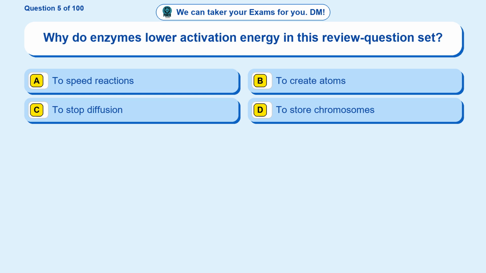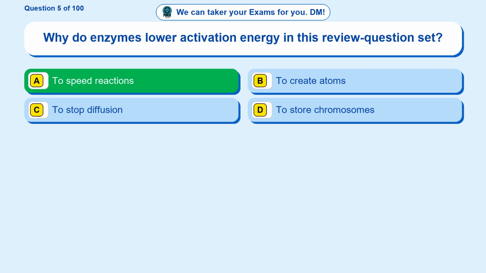Question 5. Why do enzymes lower activation energy in this review question set? Option A, to speed reactions. Option B, to create atoms. Option C, to stop diffusion. Option D, to store chromosomes. The correct answer is option A, to speed reactions.